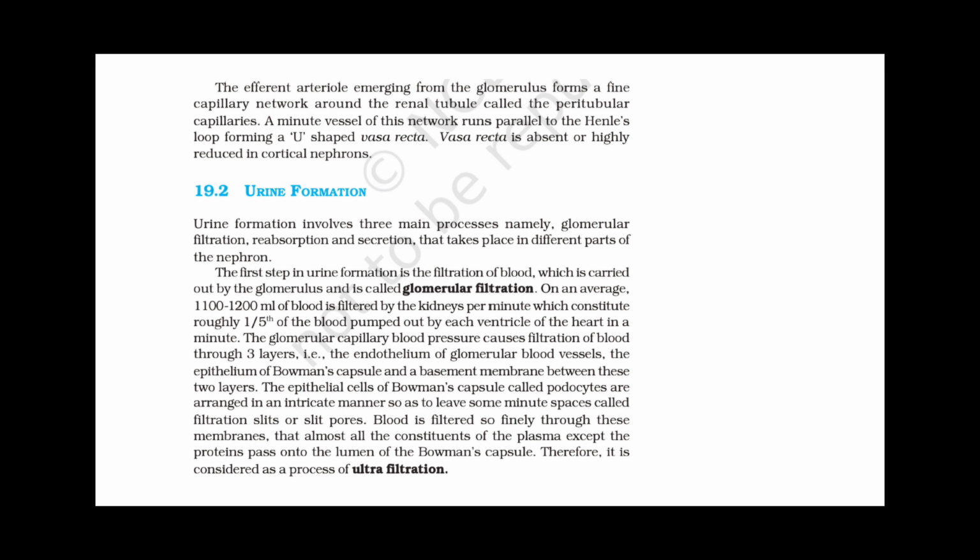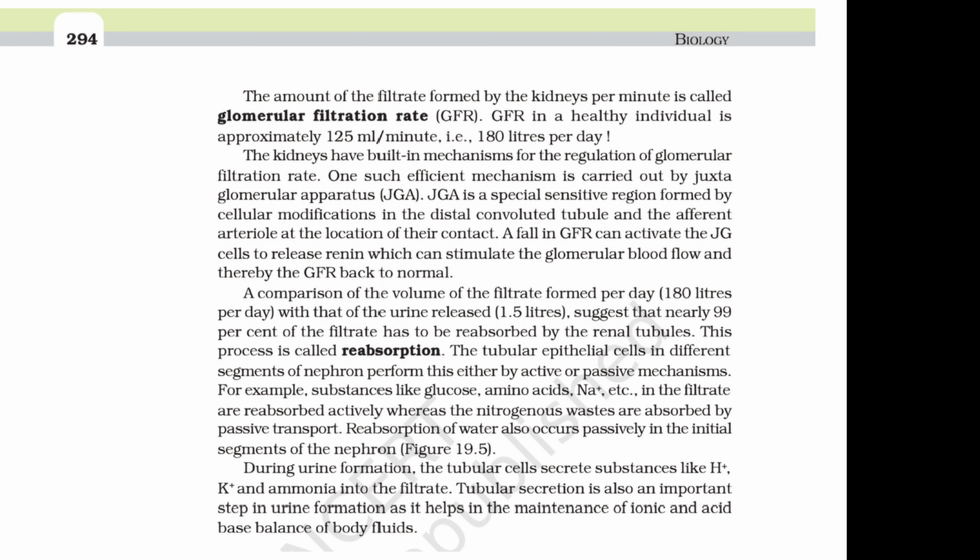The epithelial cells of Bowman's capsule, called podocytes, are arranged in an intricate manner so as to leave some minute spaces called filtration slits or slit pores. Blood is filtered so finely through these membranes that almost all the constituents of the plasma except the proteins pass on to the lumen of Bowman's capsule. Therefore, it is considered as a process of ultrafiltration.